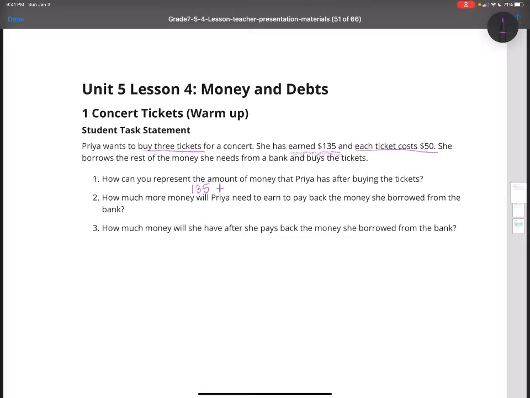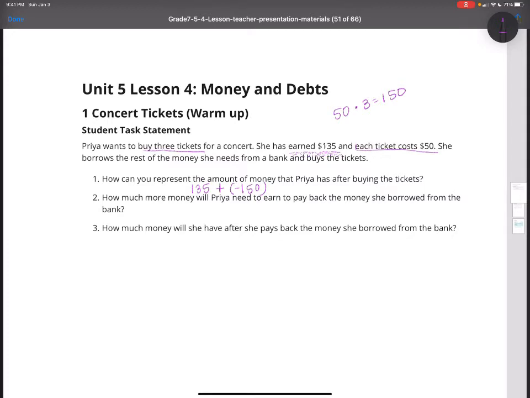Now, we want to find out what's the total amount for the tickets. Now, I can multiply 3 times 150, or 3 times 50, I'm sorry about that, which would be equivalent to 150. Now think about this. If she's spending money, would that 150 be a positive or a negative number? If you guessed a negative number, you are absolutely correct. So it would be negative 150.